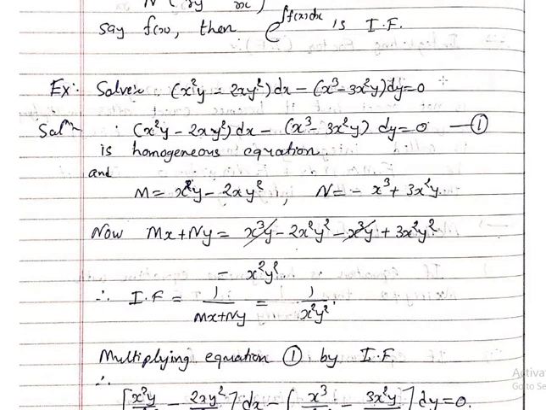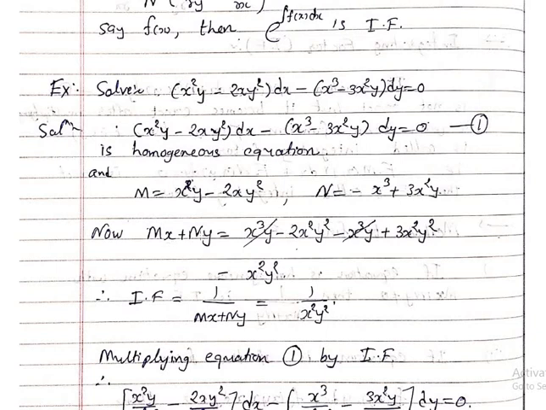Now see, first thing, this is homogeneous, so you can solve this equation with the simple homogeneous method. Either write your equation in the form of dy by dx or dx by dy and use the substitution y by x is equal to v or x by y is equal to v. But here I am going to use the method of exactness. So first, the term with dx will be M, so M is equal to x square y minus 2xy square. In the same manner, the term with dy is N, so N is equal to minus x cube plus 3x square y.